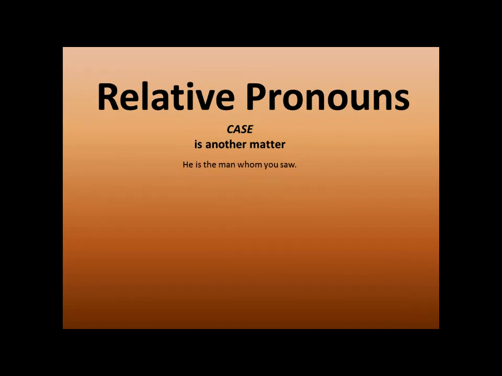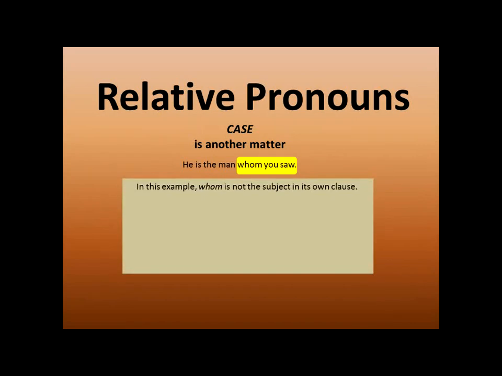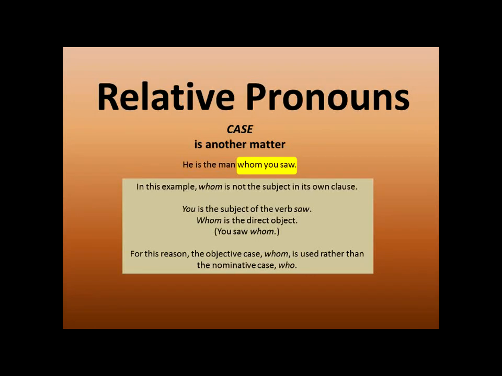He is the man whom you saw. In this instance, we do have whom. The relative clause is whom you saw. In this example, whom is not the subject in its own clause. You is the subject of the verb saw. Whom is the direct object. Whom you saw. We could reorder that and say the same thing. You saw whom. So whom is the object of the verb. For this reason, the objective case, whom, is used in English rather than the nominative case, who.